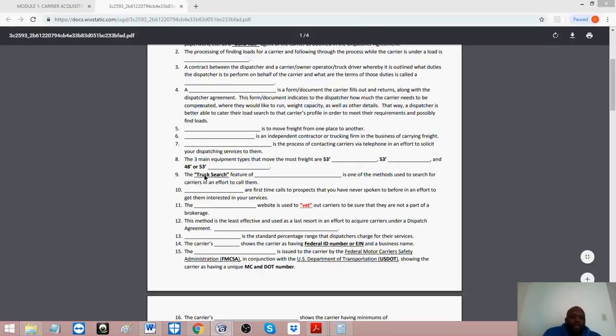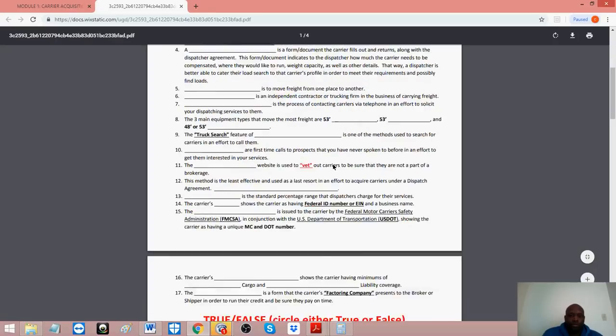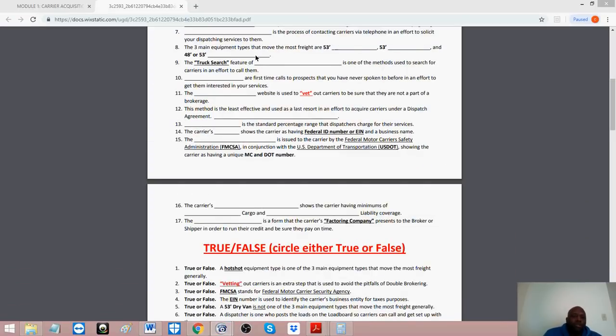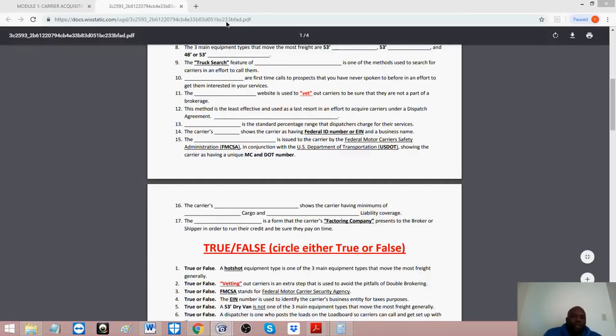Number 9, the truck search feature of blank is one of the methods used to search for carriers in an effort to call them. So what load board, the truck search feature of what load board that we use, I just showed you. Trucker Path, correct. Trucker Path. And that should be in RBBS's back office as well, right?